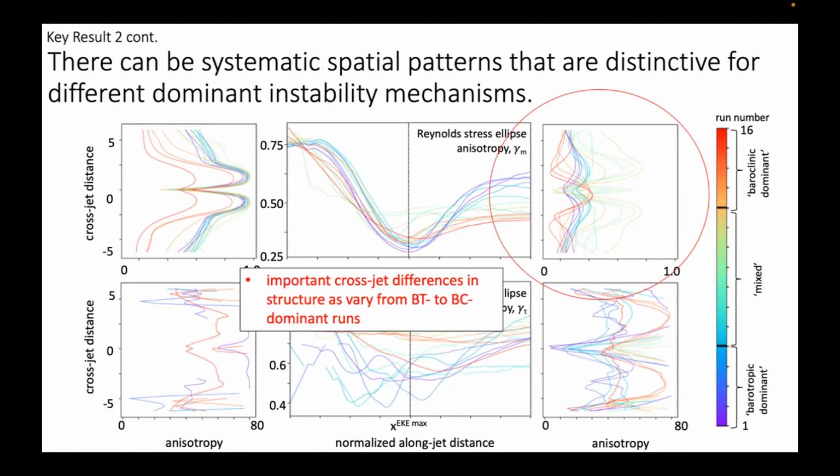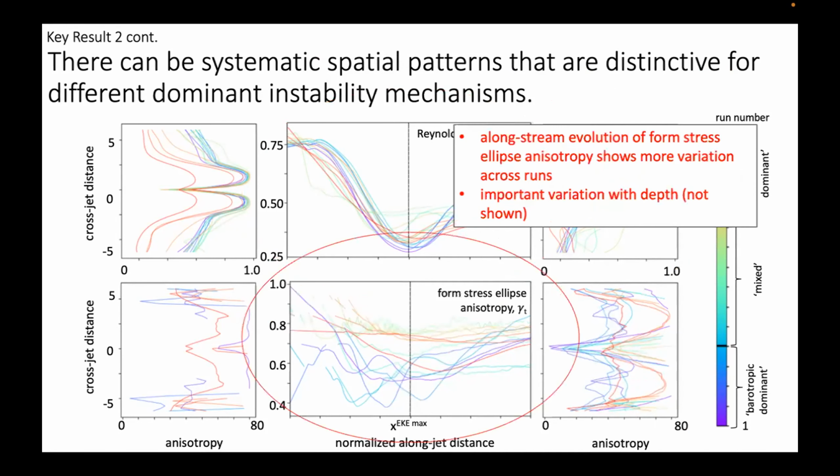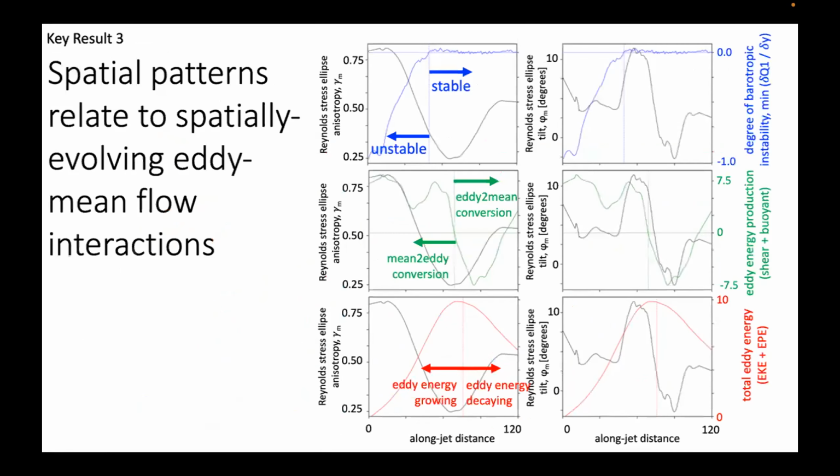But we do see important cross-jet differences, especially in the downstream region, depending on the relative importance of baroclinic instability. The form stress ellipse anisotropy shows much more variation. It's much messier, but it does show important variations in depth, which I'm not showing in this view.